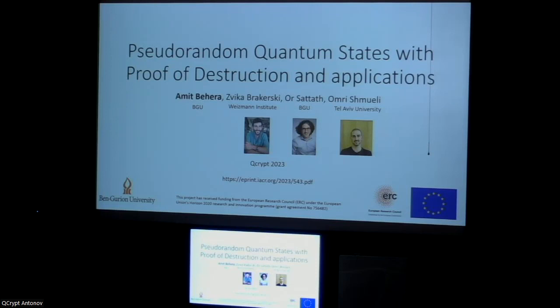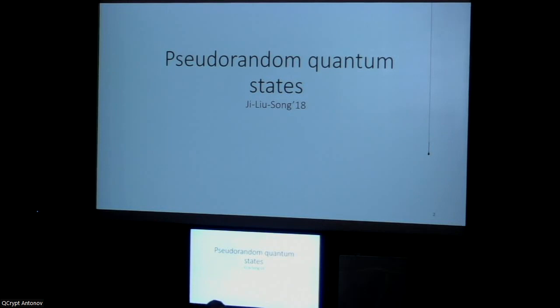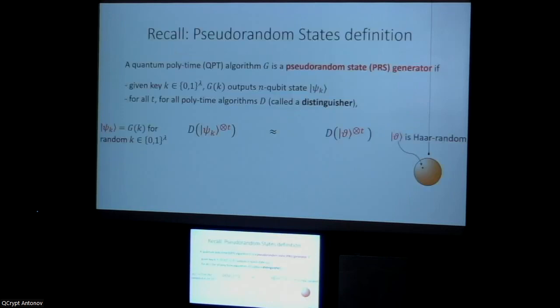Okay, I'm back. Okay, so I'm going to start with a very quick recap of these pseudorandom quantum states that we already saw multiple times today. So I'm going to borrow a few slides from the tutorial today. Okay, so what are pseudorandom quantum states? Again, they are just a family of quantum states, one for each key in {0,1}^lambda.